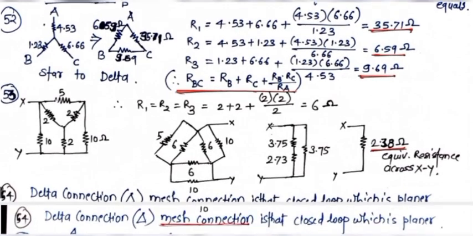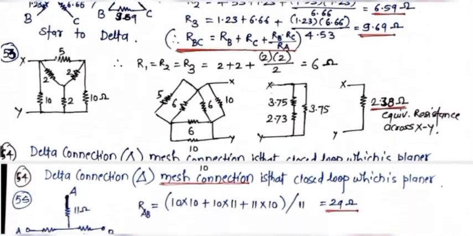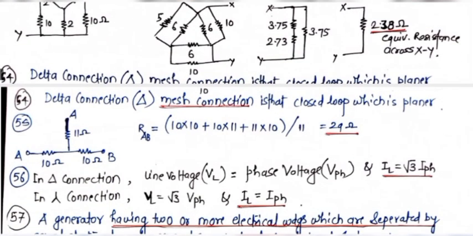For the conversion of star to delta, the resistance between B and C is equal to the resistance of B plus resistance of C plus resistance of B into resistance of C upon resistance of A. This is the circuit analysis for star and delta. So the equivalent resistance across X and Y is 2.38 ohm.